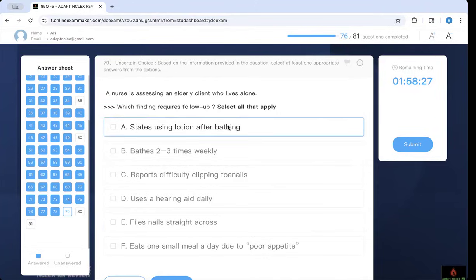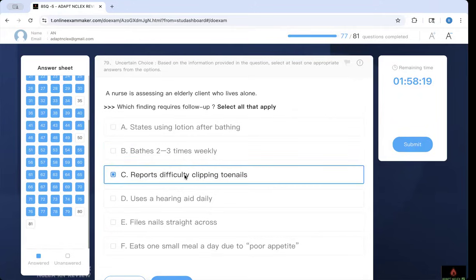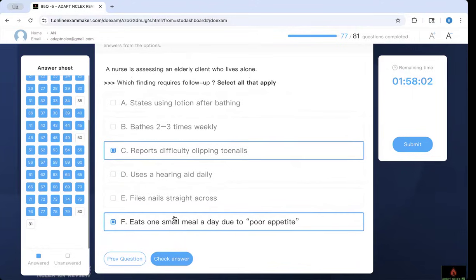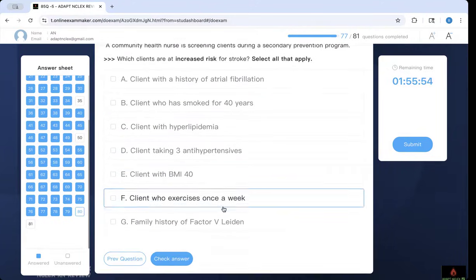Hey, if you use lotion after bathing, it's okay. You bathe 2 to 3 times, that's expected in your other patient. If you can't clip your toenail, we're going to get into trouble. You use your hearing aid daily, that's fine. When you clip your nail, you go straight across. Yeah, that is very good. But if you eat one meal due to poor appetite, well, probably you have a dental issue. Number 80. Same thing.